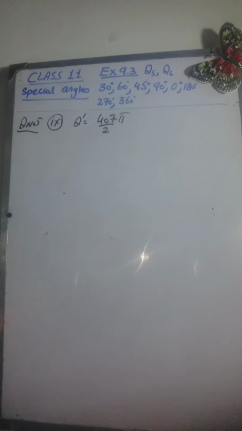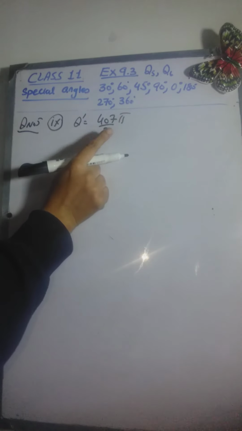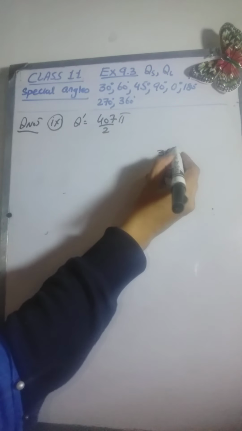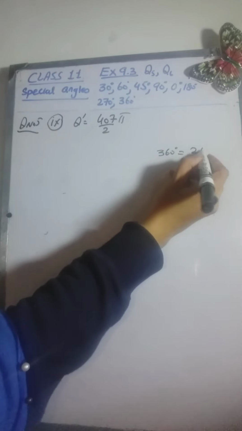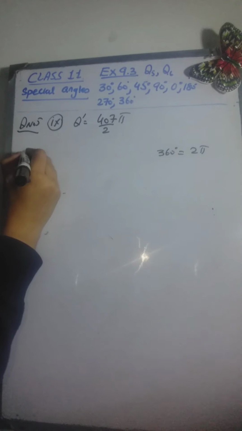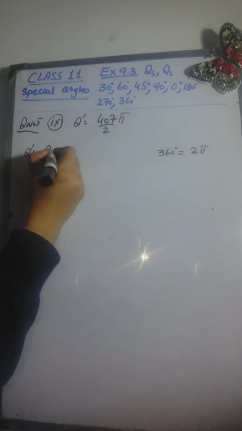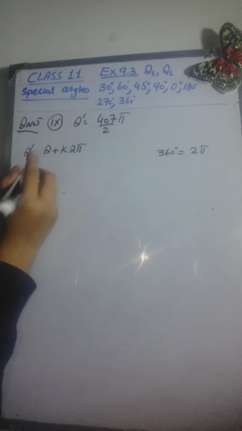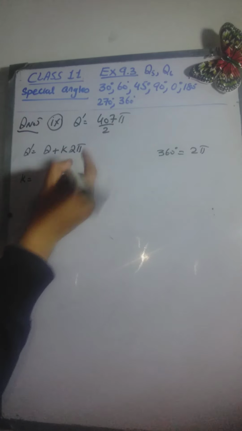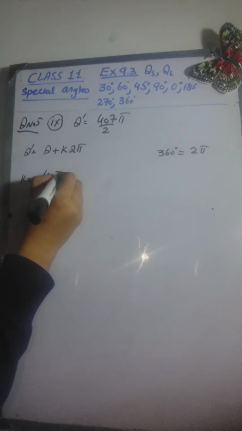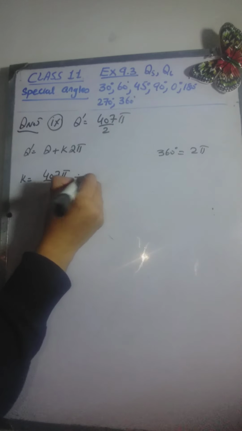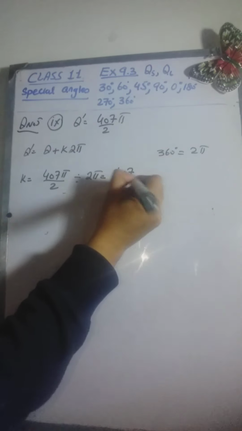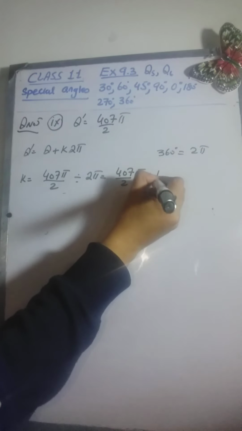The only difference will be that we are going to divide by 2 pi, not by 360, because it is in radians, and 360 degrees in radians is equal to 2 pi. So the method will be the same. We are going to write theta dash as theta plus k times 2 pi, that is 360 degrees. To find k, we will repeat the same procedure. We are going to divide this angle by 2 pi, or multiply it by 1 over 2 pi.